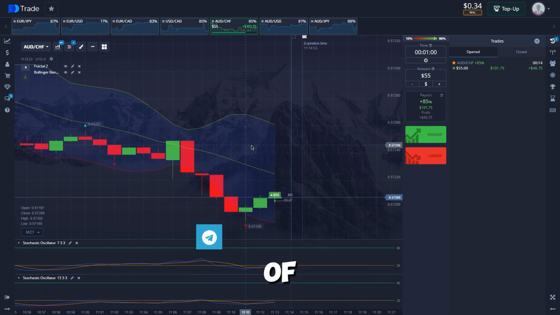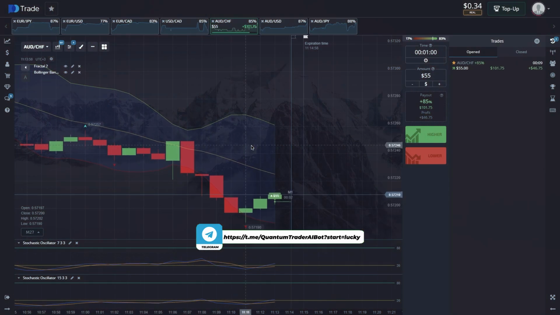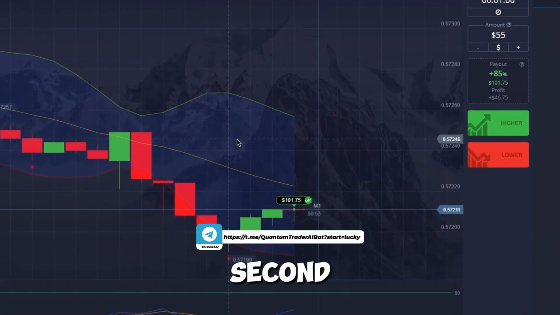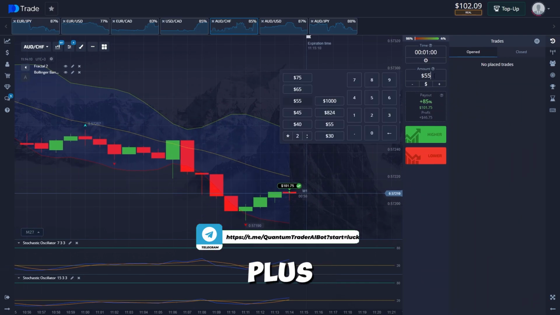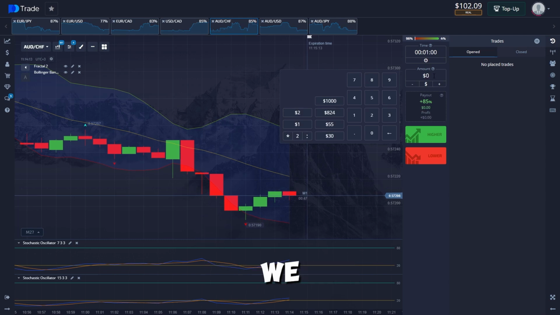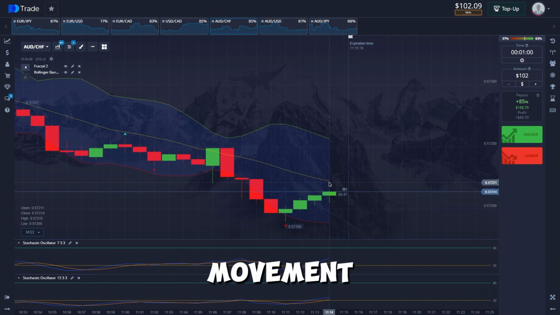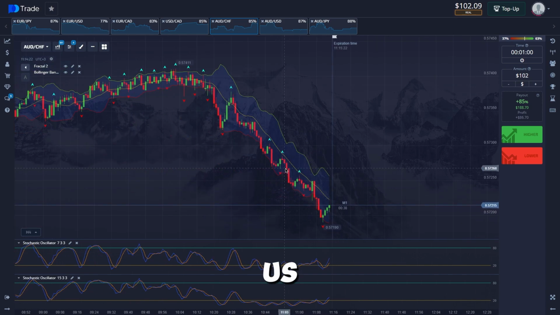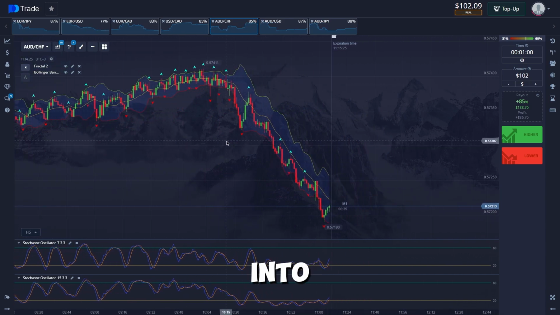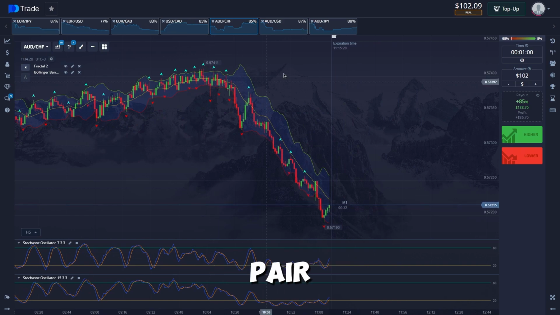Let's watch the result of our second deal. And our second deal is also closing in a plus. There was a downward momentum at the moment, and we almost lost the deal with you, but in general, we see the dynamics of the movement, and everything becomes clear to us. Let's look at some other entry into the deal and select the next currency pair.